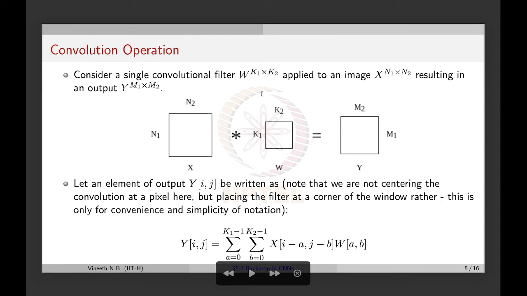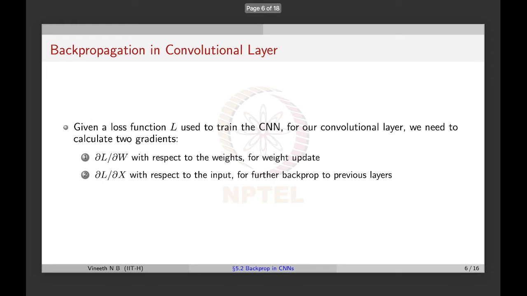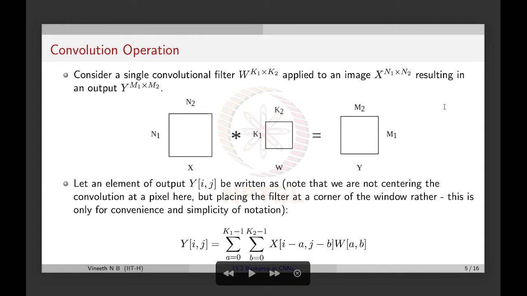So for simplicity, if we assume I have a single channel input and just a single channel filter which is of size k1 cross k2, I convolve with this to get an output y which is of dimension m2 cross m1. So this is how convolution happens, right? Here they've assumed I'm placing the filter in the corner, just for simplicity, but you can rewrite these equations by even placing it at the center. So what happens is, in backpropagation, from my output layer I'll have some gradient that comes back here, right? At this stage I have a gradient and I want to compute its gradient with respect to this weight and also with respect to this input, so that I can further pass it backwards.